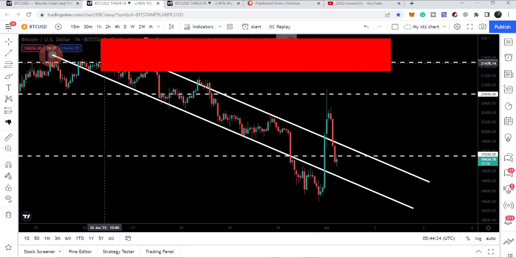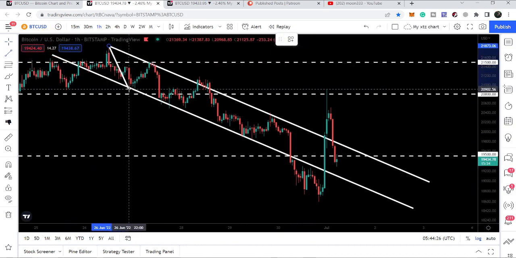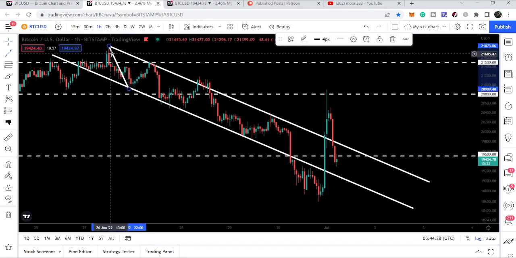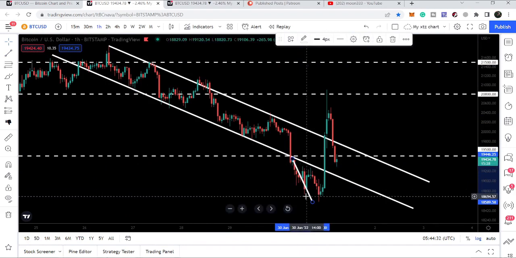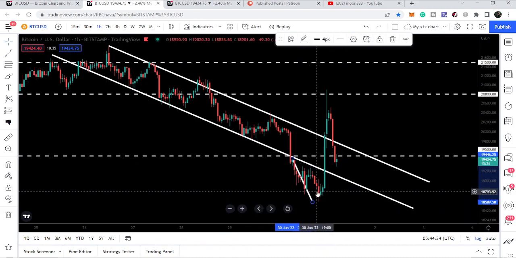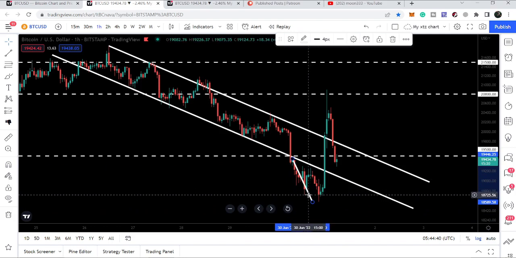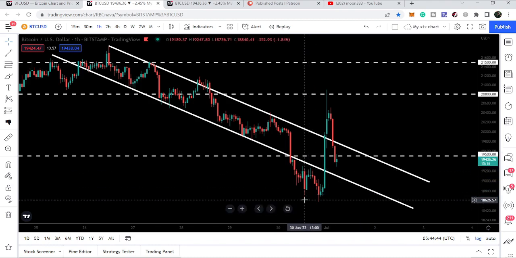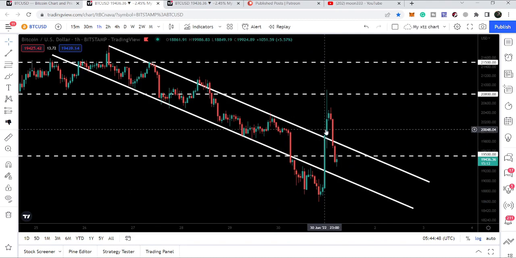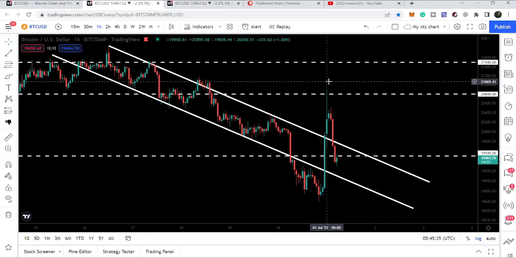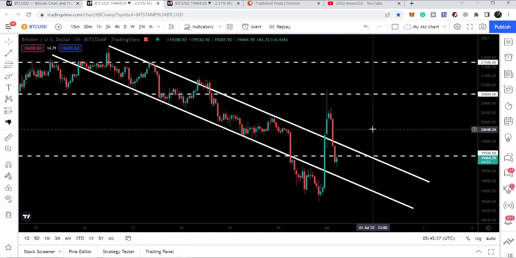And I was telling you that if it breaks down, then our target to the downside can be approximately $18,600. And you can see it dropped to $18,595. After that, the price recovered back and re-entered the channel, and even a few hours back it broke out of the resistance, but unfortunately was rejected by the next resistance of $20,800.